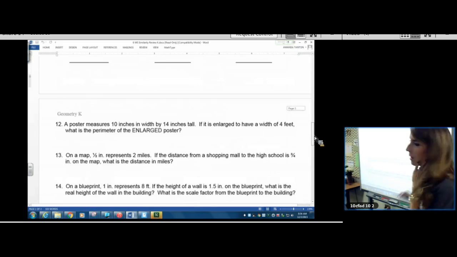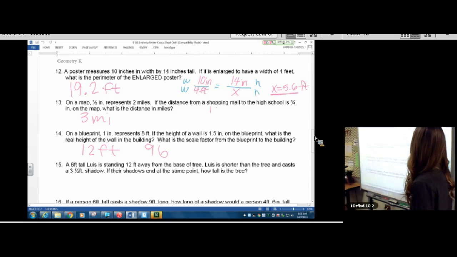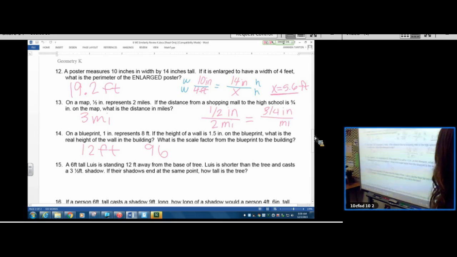All right, on the back. All right, 19.2, we're going with it. Cool. Find the missing side, then calculate the perimeter. All right, on the next one, you can do the same thing. You can do inches is 2 miles as inches is 2 miles, and cross multiply.